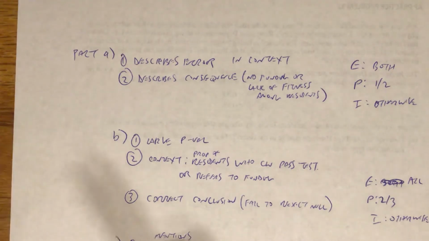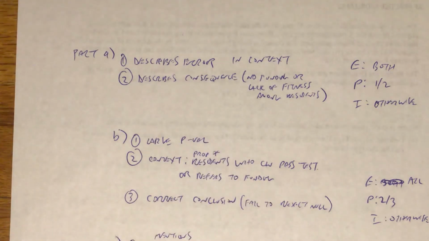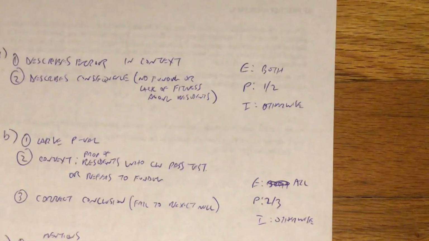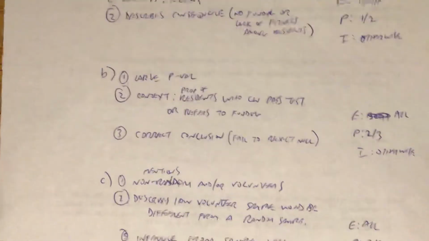So you have to describe what it is to be a type 2 error and what's the problem if they make it. E gets you both. If you only do one of them, you get a P, and then otherwise you get an I, and I think it's clear.